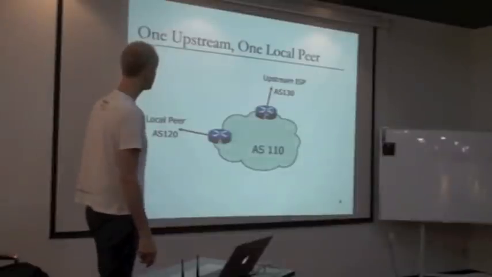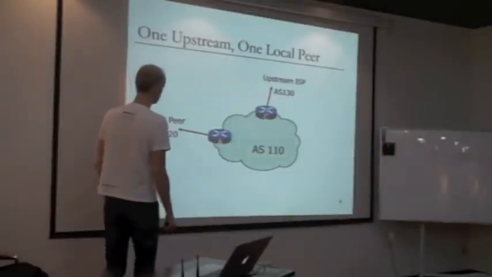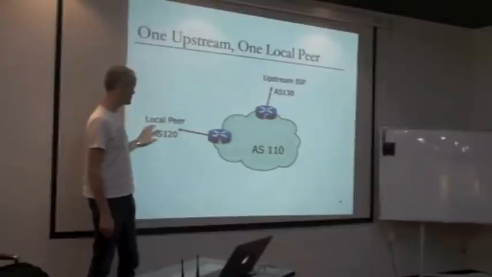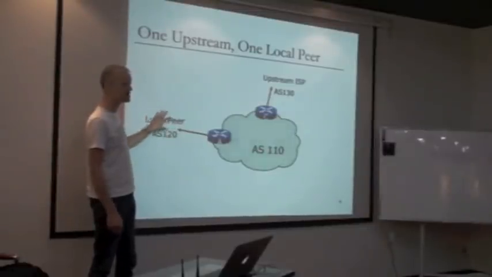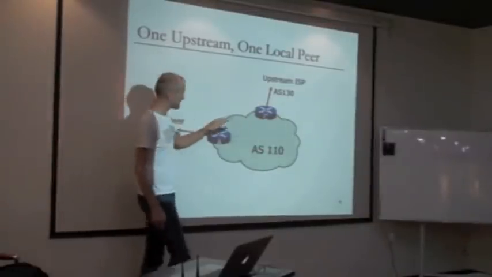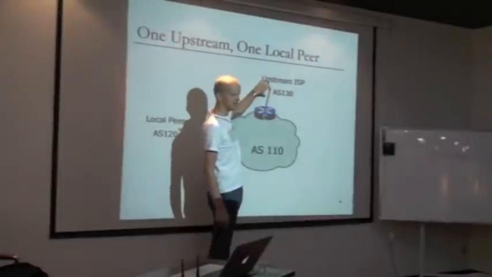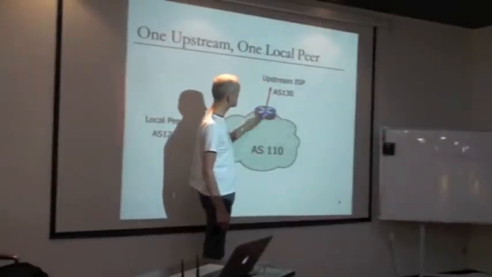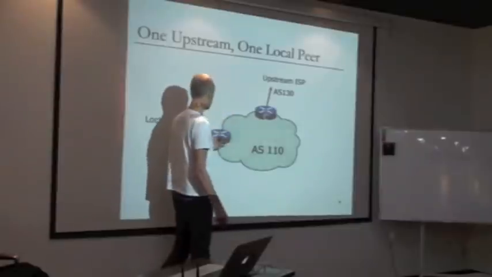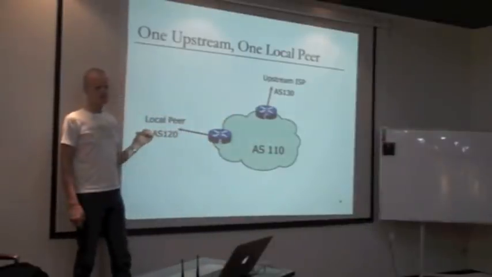So the picture of this, here we are. We've got the local peer here, so it's a local ISP we're connecting to. And then we're connecting to the upstream provider there. So router C goes to upstream, router A goes to the local peer.